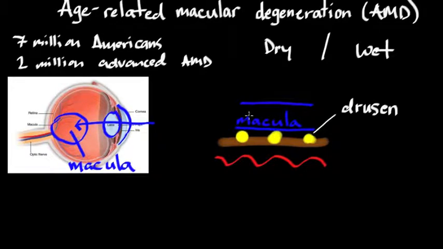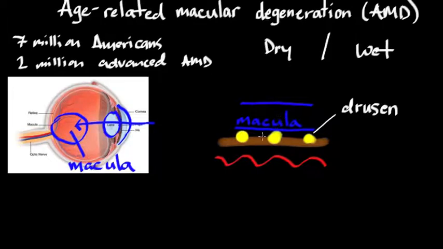So over time, these drusen accumulate and they cause little bumpiness in the retina. And that little bumpiness distorts the retina and causes distortion in a person's vision. And I'll show you an illustration of that distorted vision in a moment. So this is the earliest form of macular degeneration, just yellow waste products or drusen that get deposited underneath the retina and cause distortion in the retina.